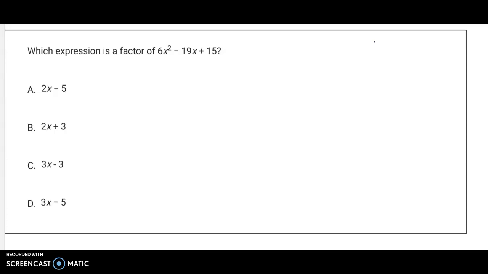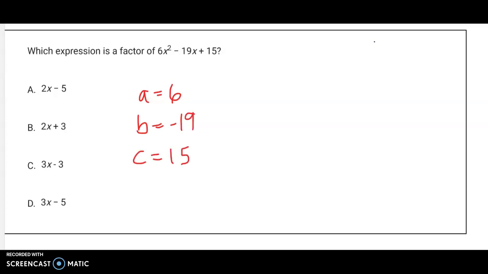Okay, so let's look at number 12. First, you check to see if it has a GCF. Is there a number that 15, 19, and 6 are all divisible by? There is not, besides 1. Because 19 is a prime number, there is no number that will divide into 19 besides 19 and 1. So we do not really have a GCF. So let's determine our A, B, and C. A is 6. B is -19. And C is 15.